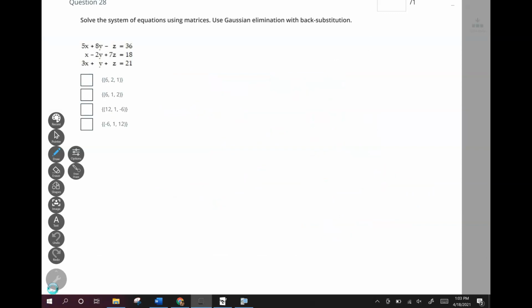And I'll let y'all do this last one on your own. Same process. Use your row operations to get that diagonal of 1s, and then back substitution to get x, y, and z.